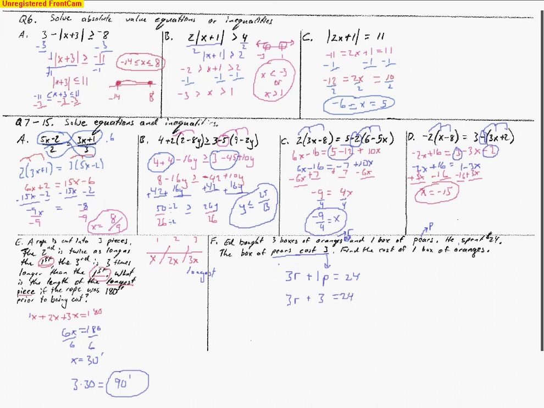So all I need to do from this point is move this 3 back to the other side. So I need to subtract it. So it gives me 3R equals 21. And then I can divide by 3. And that gives me my answer. R is $7. So let's see if that's what they wanted. Find the cost of 1 box of oranges. And that's it. Oranges cost $7 per box.